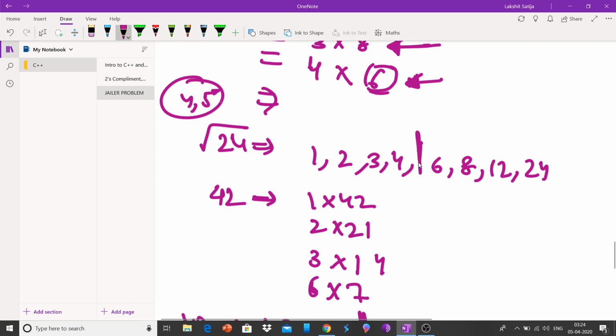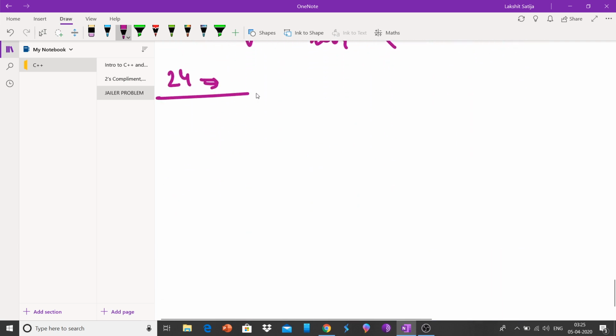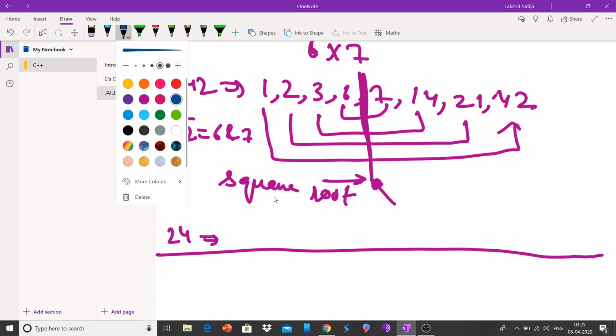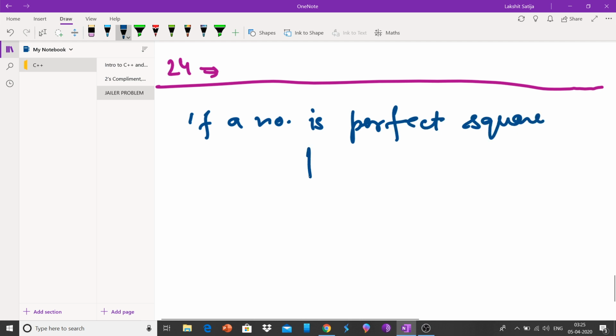So the square root will lie somewhere here, and you can see that it is symmetric about this position. You can say about the center or about the square root line, right? Now coming to the problem, one more thing I want to tell you is the core main part of the solution: if a number is a perfect square, it has odd divisors.